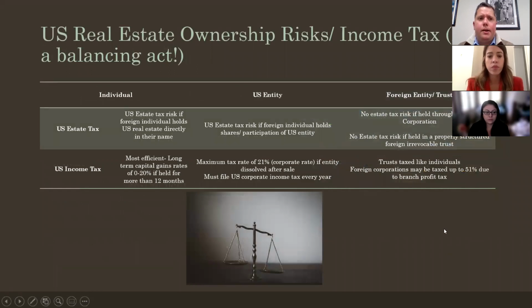So this slide here, U.S. real estate ownership risks and income tax, the balancing act. So this, again, you don't have to know it. You don't have to learn it by heart or anything. I put this slide here really to just demonstrate the different tax treatments between U.S. entities and foreign entities in purchasing and such. And I put this in here because a lot of times we get foreign buyers that come to us, and they say, well, I had a friend that purchased it in a British Virgin Islands company. I'm just going to do the same thing.